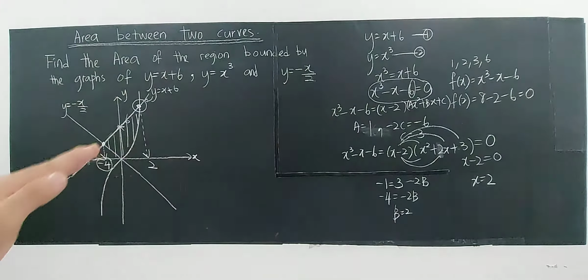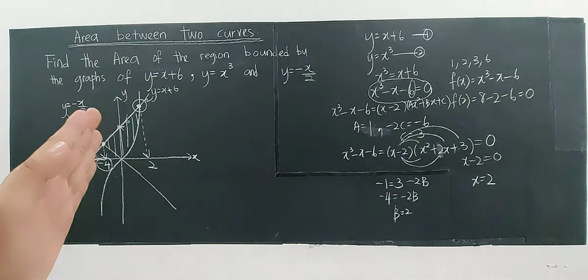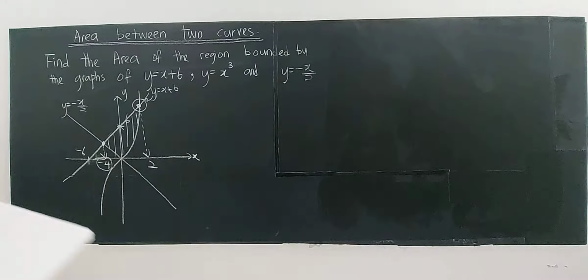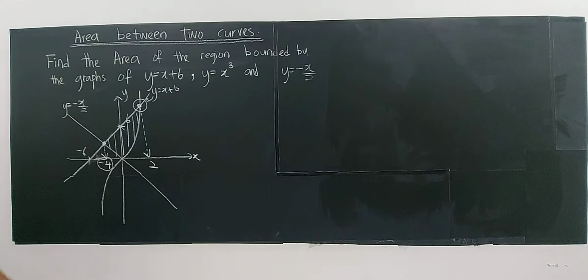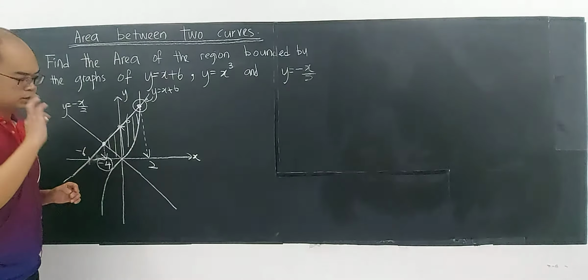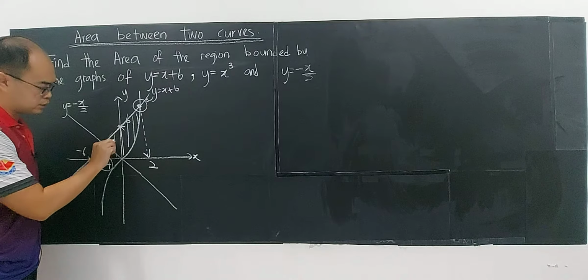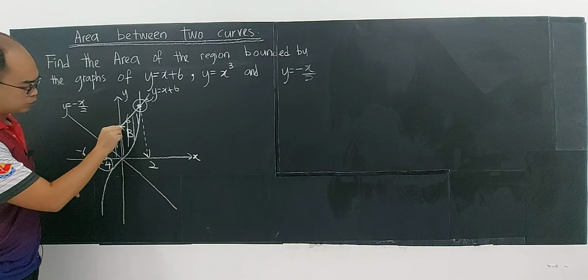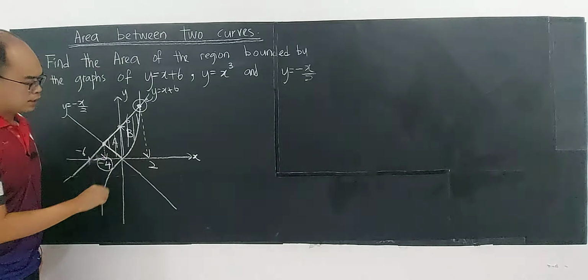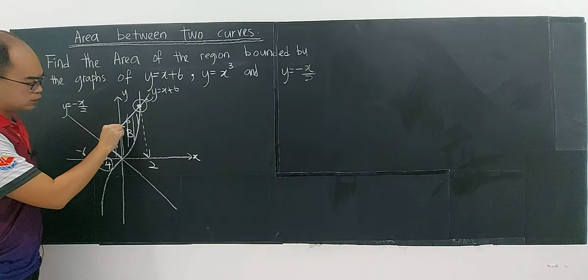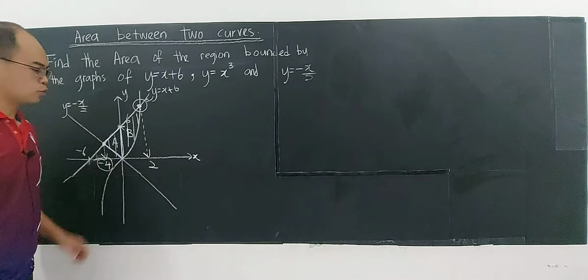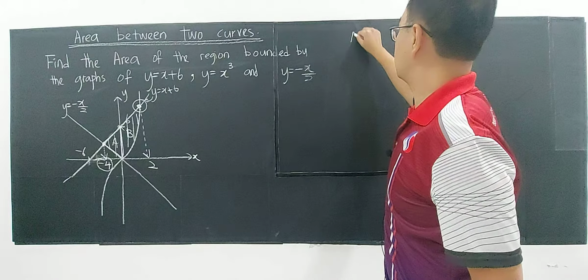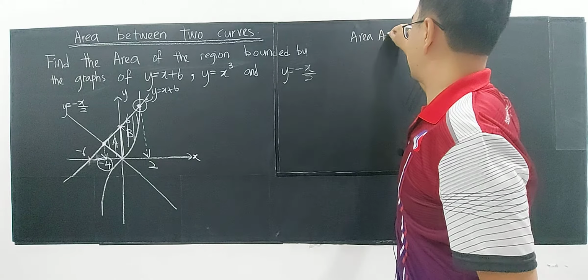Alright, after solving all these, I get all the intersection points in this region, then I can start integrating. Now we have to be careful here. This region is divided into two parts, region A and region B. Do you know why? Because A is bounded between the line and the line, and this region is bounded between the line and the curve. So we have to separate it into two regions. My advice is to calculate area A and area B separately.